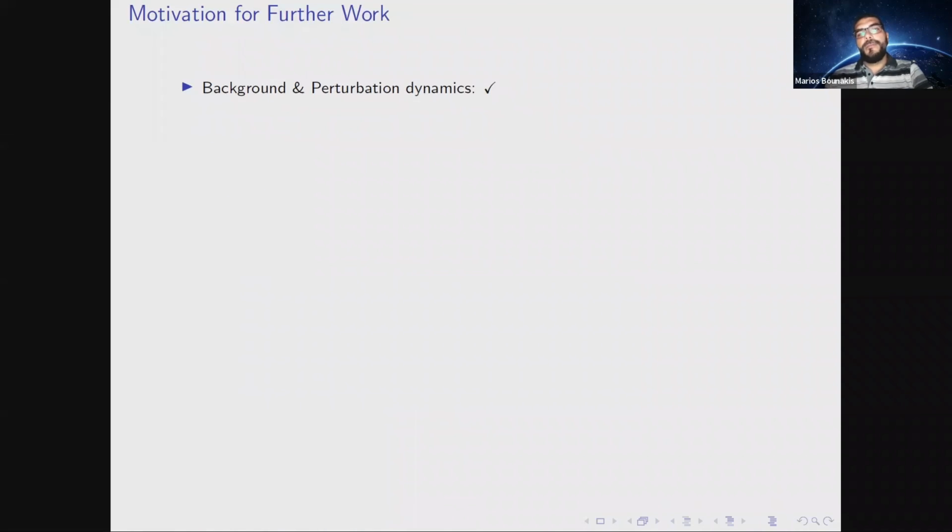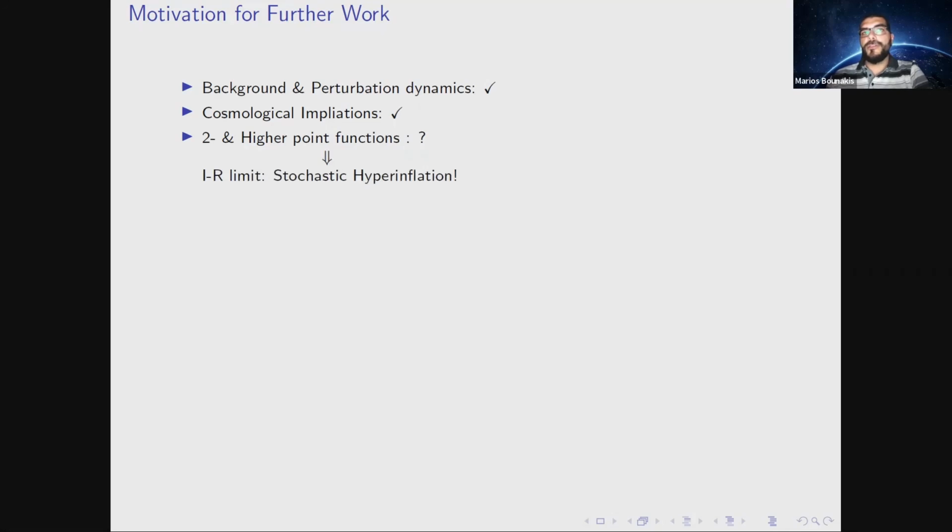Before closing, let me recap and motivate further work. So we obtained the background and perturbation dynamics and investigated the cosmological implications of the exponential potential hyperinflation model. However, there is a lot more to investigate. We already have carried out some preliminary work in which we focus on 2 and higher order point functions, utilizing the stochastic technology, aiming towards the investigation of the implications and the formulation of stochastic hyperinflation.